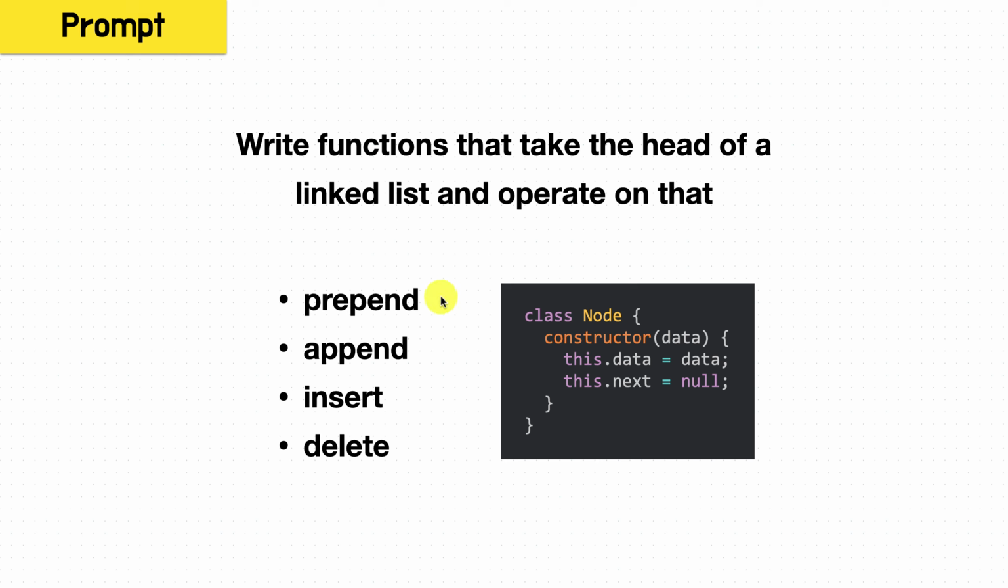We'll have a prepend function that will add a node before our current head, and that will become the new head. We'll write an append function that will add an item to the tail, or add it to the end of the linked list. We'll have an insert function that will insert a linked list node at a given index. And finally, we'll have a delete function that will remove a node from the linked list.